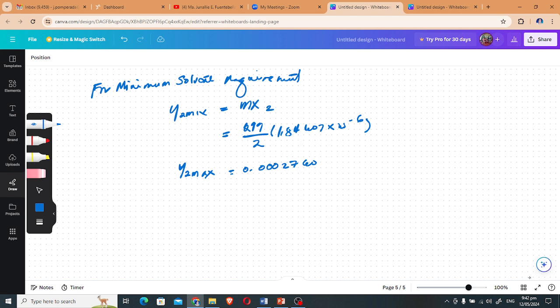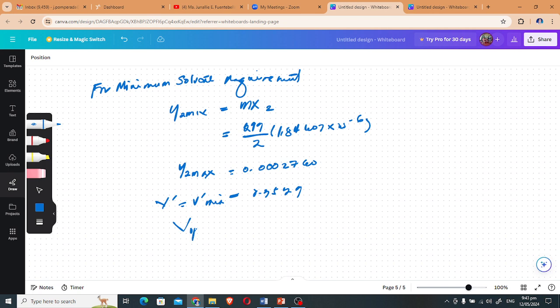Okay, now you have the y2 maximum. So we know also that our v prime, the v prime that we solved in the previous page, is already our v minimum. So your computed v prime is already your v prime minimum, and that's 0.3529. For optimum solvent requirement, we need to multiply this by 1.5.